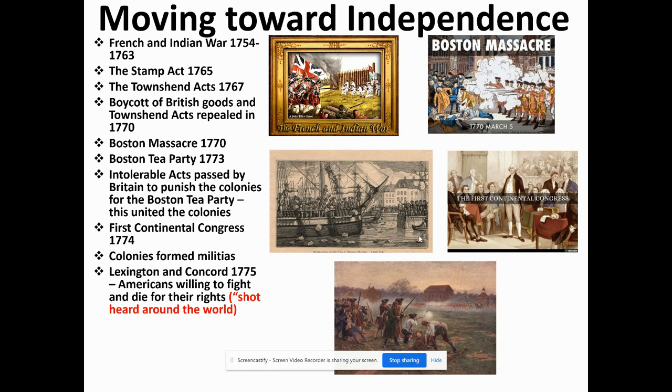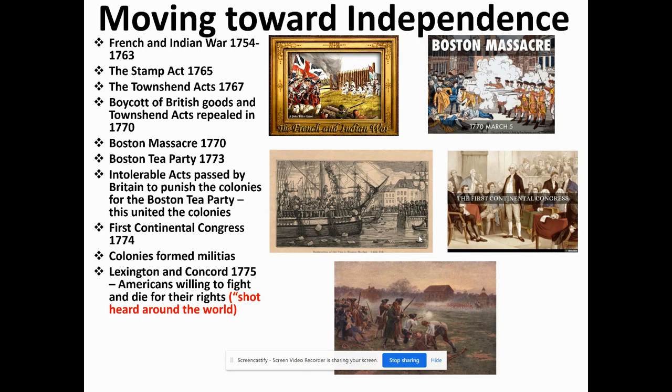Well, the Tea Party does send a message, all right. The king gets the message loud and clear, and it angers him. And so he decides, you know what? I'm not going to have people rebelling against my crown. And so the parliament in Britain is going to pass what the Americans called the Intolerable Acts. And the Intolerable Acts will be passed by the British, basically to punish the colonists for the Boston Tea Party, for their protests, their actions of throwing the tea into the Boston Harbor.